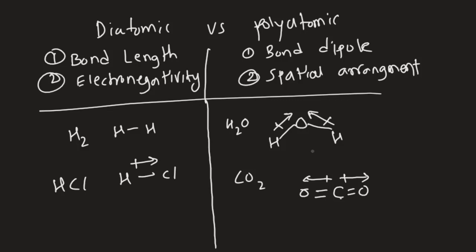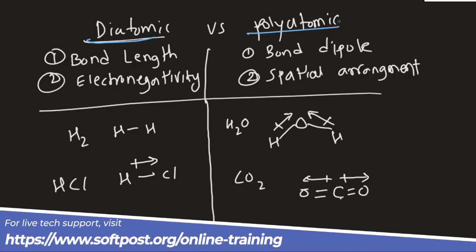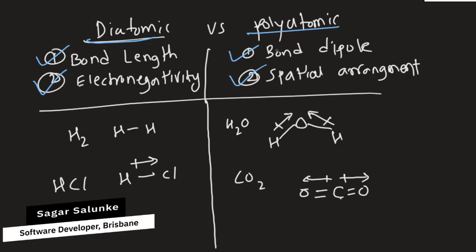In this video, I will explain how the dipole moment behaves for diatomic molecules and polyatomic molecules. For diatomic molecules, where two atoms are involved, the dipole moment depends upon bond length and electronegativity. If it is a polyatomic molecule, then the net dipole moment depends upon individual bond dipoles and the spatial arrangement of the molecule as well. So let us try to understand these terms with examples.